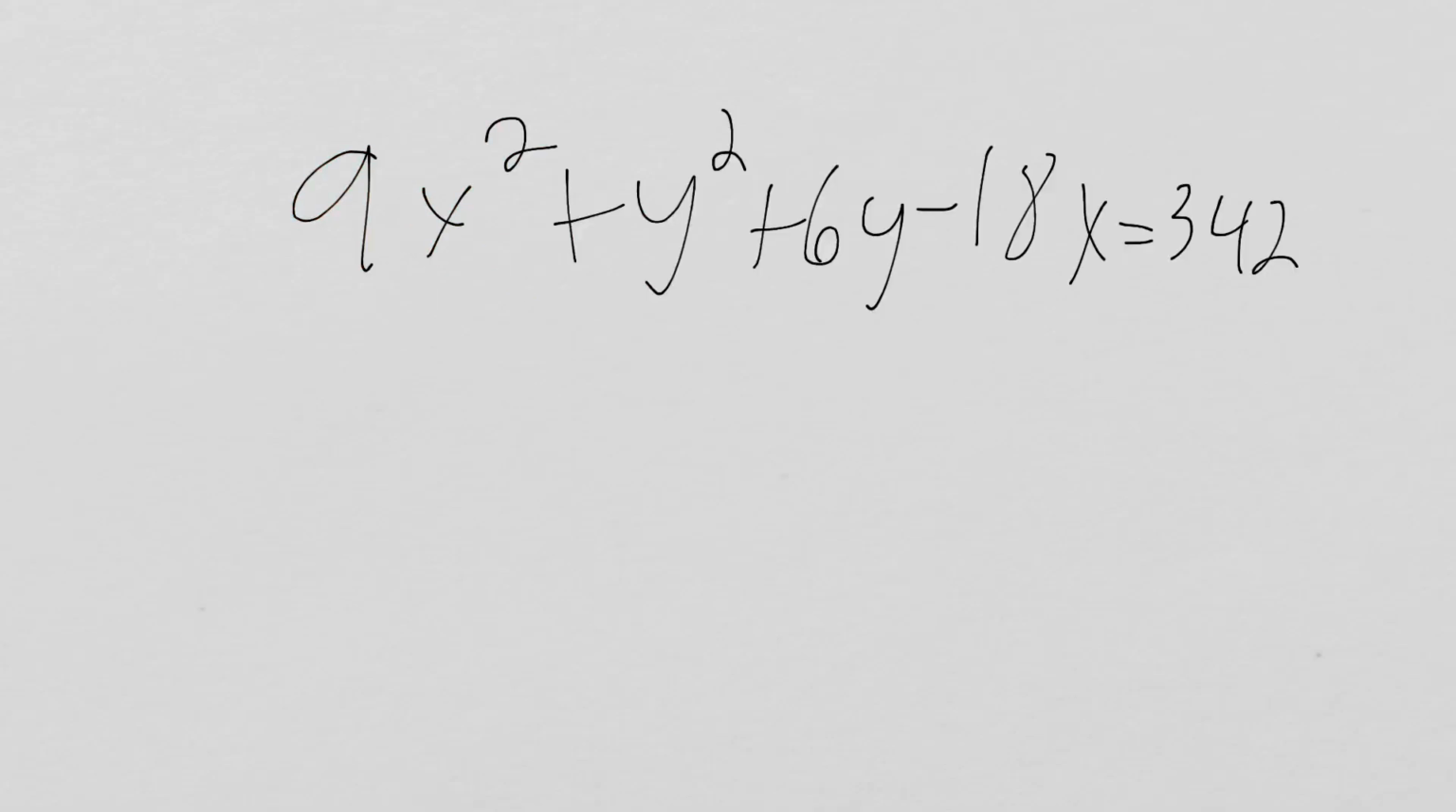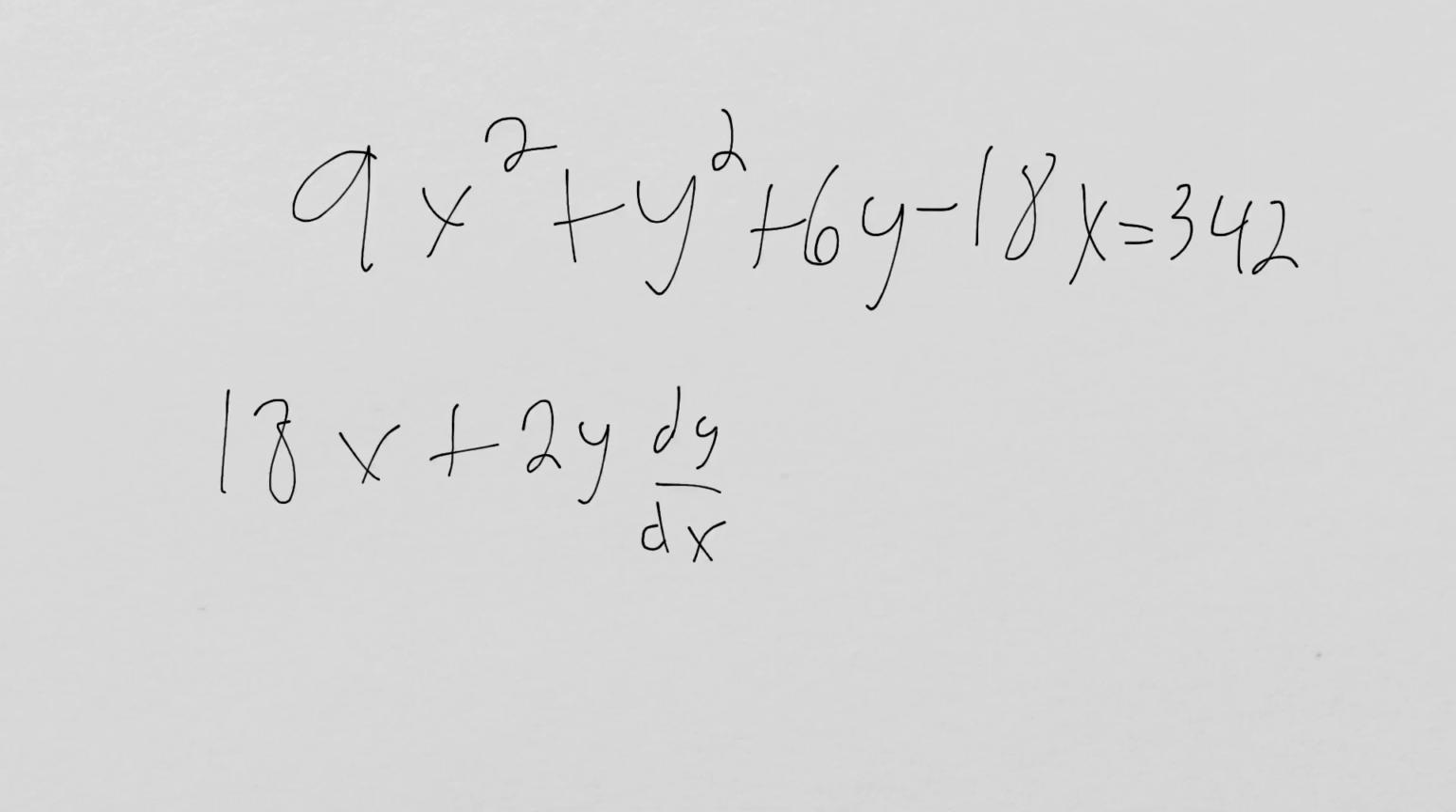We have a curve defined by 9x squared plus y squared plus 6y minus 18x equals 342. We want to first determine dy/dx by implicitly differentiating, taking a derivative of each individual piece. So we first get 18x plus 2y dy/dx plus 6 dy/dx minus 18, and that's going to be equal to 0.